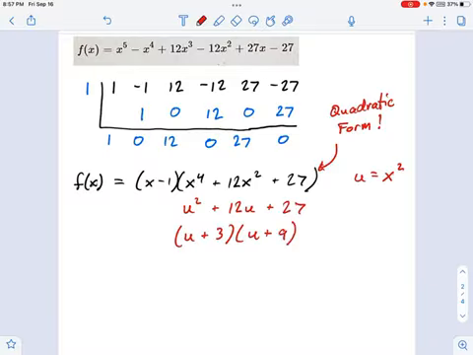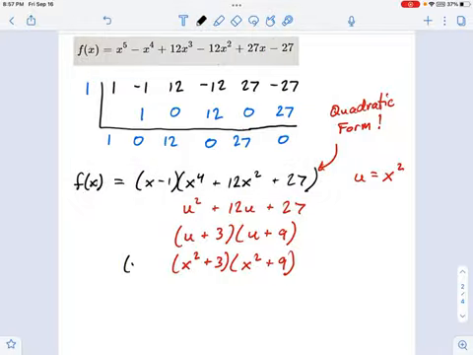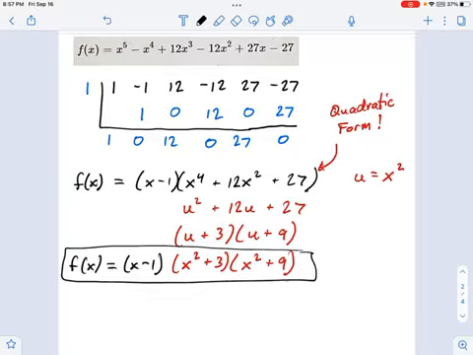Now remember that I'm not interested in u. What I'm really interested in is x squared. I just did the u substitution to help myself through it. What we've got here is (x squared plus 3)(x squared plus 9). Now, remember what the problem asked for. It wanted, and I'll point this out again, fully factored form, which is what we have right here.